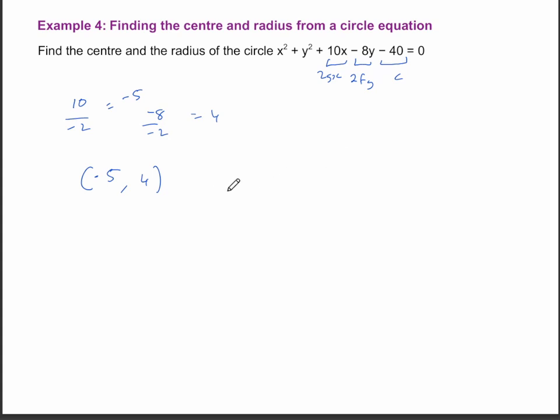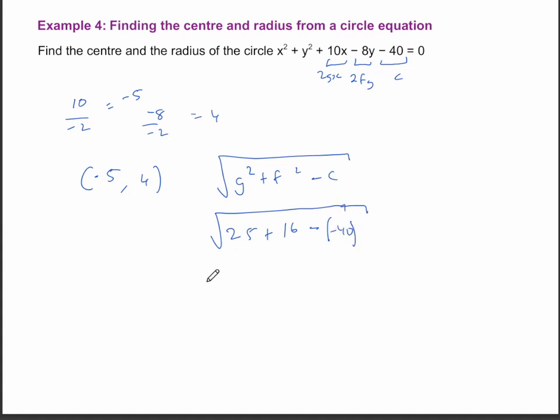Then if I want to find my radius, I will take the square root of g squared plus f squared minus c. That means 5 squared, which is 25, plus 4 squared, which is 16, minus c, which is negative 40. And that ends up giving us 25 plus 16 is just 41, plus 40, which is 81. So there is square root of 81, which is just going to be 9. That's going to be the radius of the circle with this equation right here, and with this as the center.